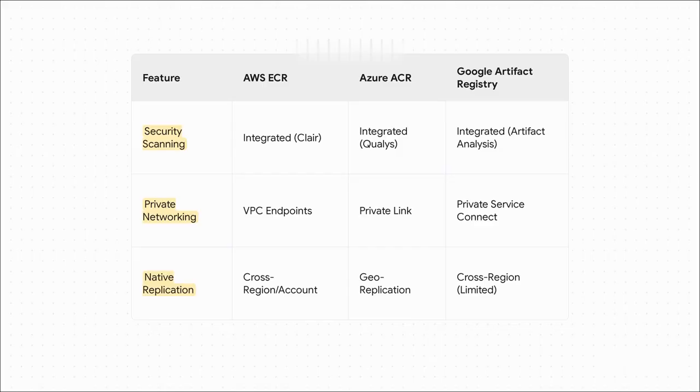Now, what's really fascinating here isn't just the checklist. I mean, look, they all offer security scanning right out of the box. They all give you ways to create secure private networks. That's great. But here's the kicker. They all do it their way, using their own proprietary tech. You can't just plug an AWS VPC endpoint into an Azure private link. It just doesn't work like that. And that brings us to the most important row on the slide, replication. Sure, they all have features for copying images around inside their own little worlds, but there is no magic button to sync them all together. What we have here are three incredibly powerful but completely separate islands of technology.